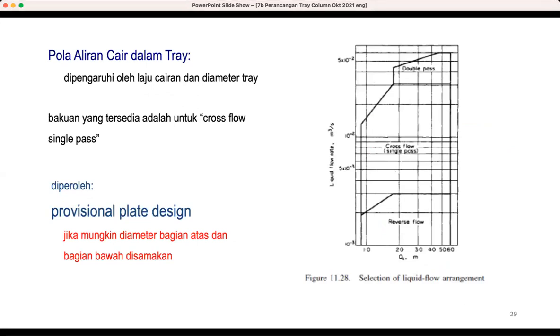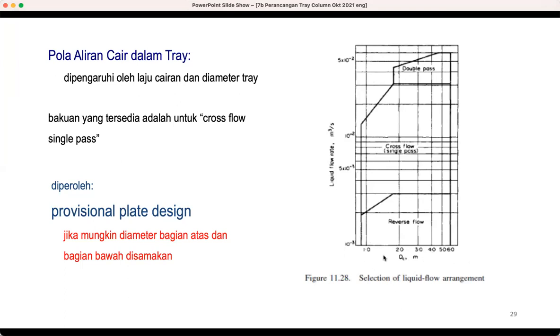Okay, sorry, I haven't translated this one. So the flow rate of the liquid in the tray is actually influenced by the flow of the liquid and also the diameter of the tray. This is the type for the cross flow single pass over here. So this is the liquid flow rate on the vertical axis, and this one is the column diameter.